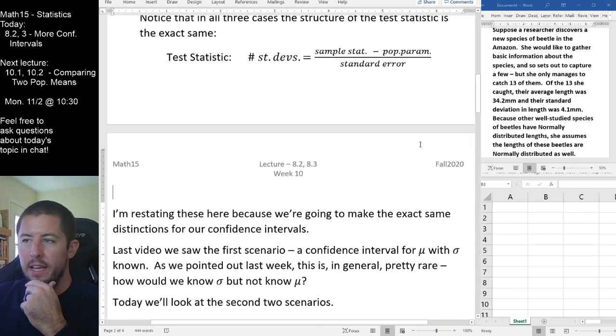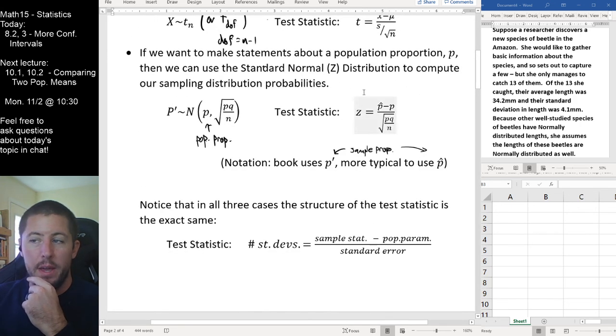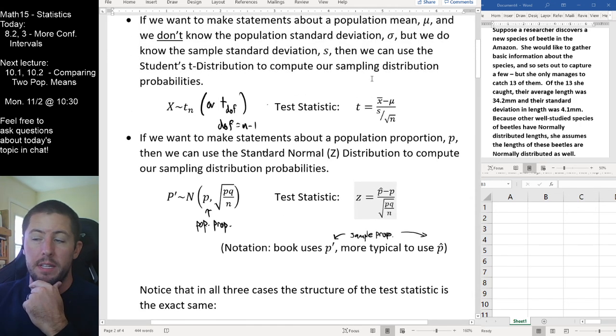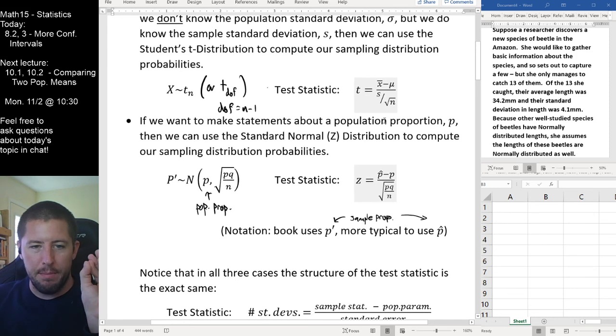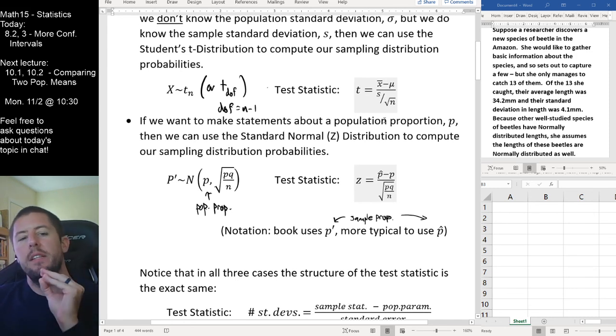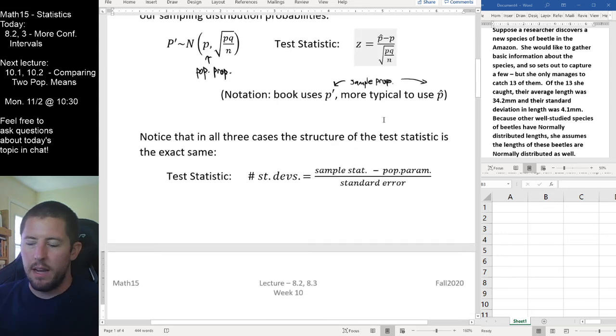But what we're going to end up seeing is that the structure of the test statistic that we compute, even though there's going to be more terms in it because we're going to have two samples that we've collected, and there's going to be two population averages that we're comparing against. So we're going to have more values in here. It's going to be technically different than these, but the structure is going to be the exact same. We're still going to get sample stuff minus population stuff divided by standard error stuff. That's not going to change.